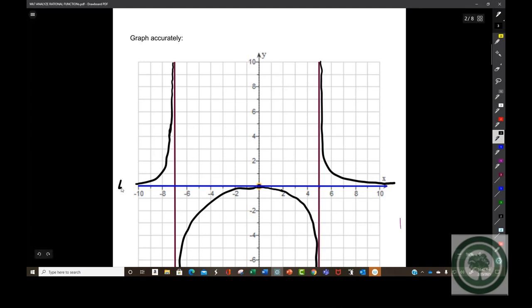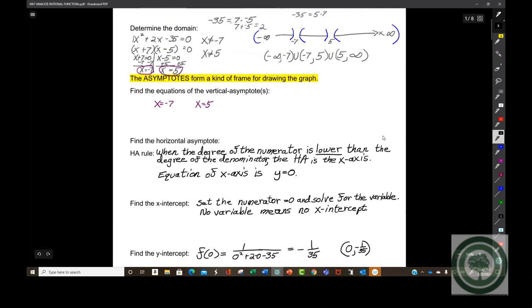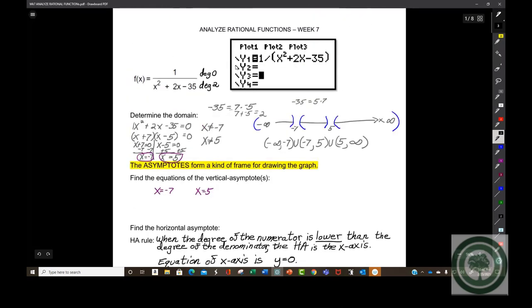And see out here on the left and the right, the graph gets closer and closer to the horizontal asymptote. But in here, it would have been allowed to cross the horizontal asymptote, but never the vertical asymptote. Never, never, never. And thus, we have analyzed this rational function. And we've done a pretty darn good job.